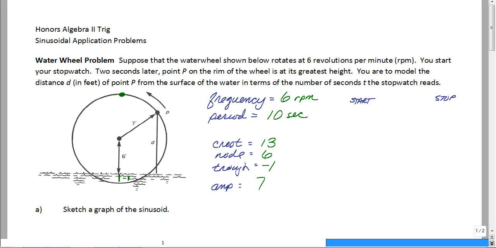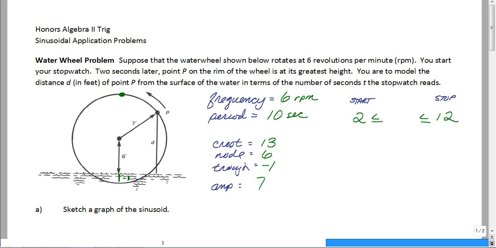The last thing we need to do is find our start and stop. So you read again, and what you need is to find a time where this is at its crest, node, or trough. So it says 2 seconds after you start your stopwatch, point P is at its greatest height. So we are going to start 2 seconds after the stopwatch is clicked. So that means we're going to stop at 12 seconds because we know it takes 10 seconds for it to repeat itself.